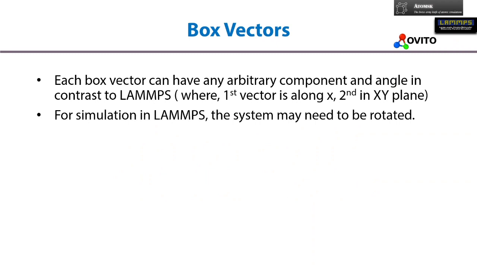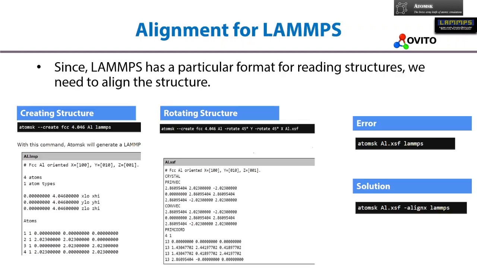So every box vector has an arbitrary component and an angle in contrast to LAMMPS. What it means is that in ATOMSK we can use any arbitrary component and angle for creating our box, but in LAMMPS there are some restrictions. The restrictions are that the first vector needs to be along the x-axis and the second vector needs to be along the xy plane. So to run this structure in LAMMPS we may need to rotate our system.